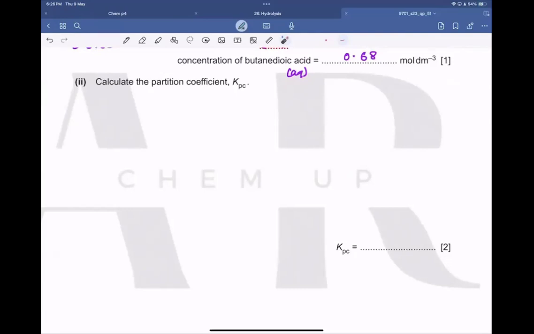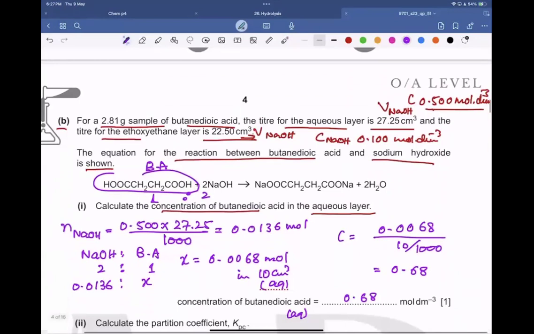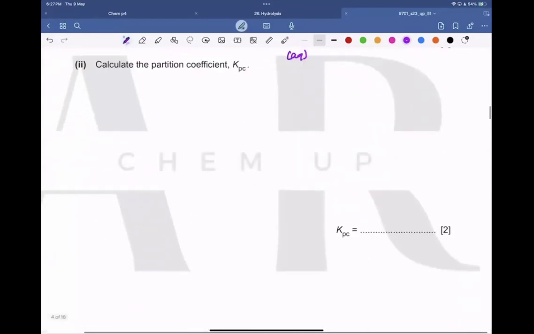So now I'm going to calculate the concentration of butanoic acid in ethoxyethane. The volume of NaOH used for butanoic acid in ethoxyethane is 22.50 and the concentration is 0.1. So first I'm going to calculate the moles of sodium hydroxide, which equals its concentration, 0.100, multiplied by its volume, 22.50, divided by 1000. The volume must be converted into decimeter cube. Can anyone calculate it and tell me the answer, please?